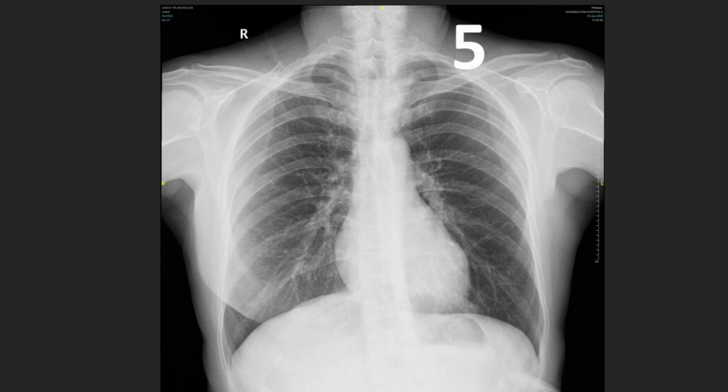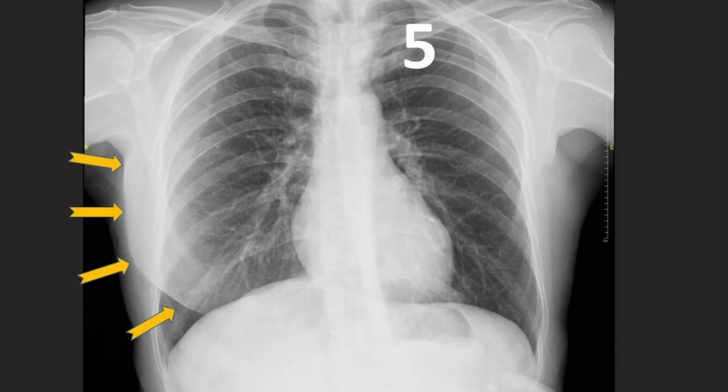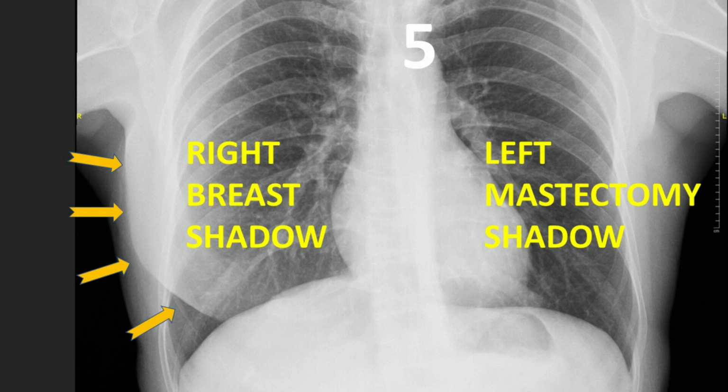So you know the diagnosis? Yes. That's the shadow, I have given arrows. You see the right breast shadow, whereas it's not there on the left, and you can see the left lung looks slightly blacker than the right one. It's due to the left mastectomy. So that's why you have that pattern. The patient underwent radical mastectomy due to CA breast, and X-ray chest was done to rule out metastasis, and it was a spotter. Otherwise it was normal.